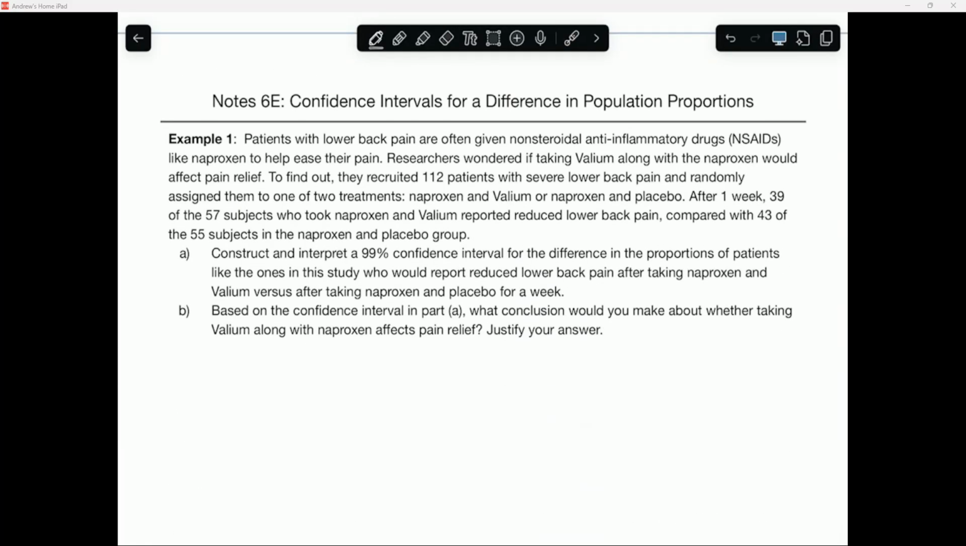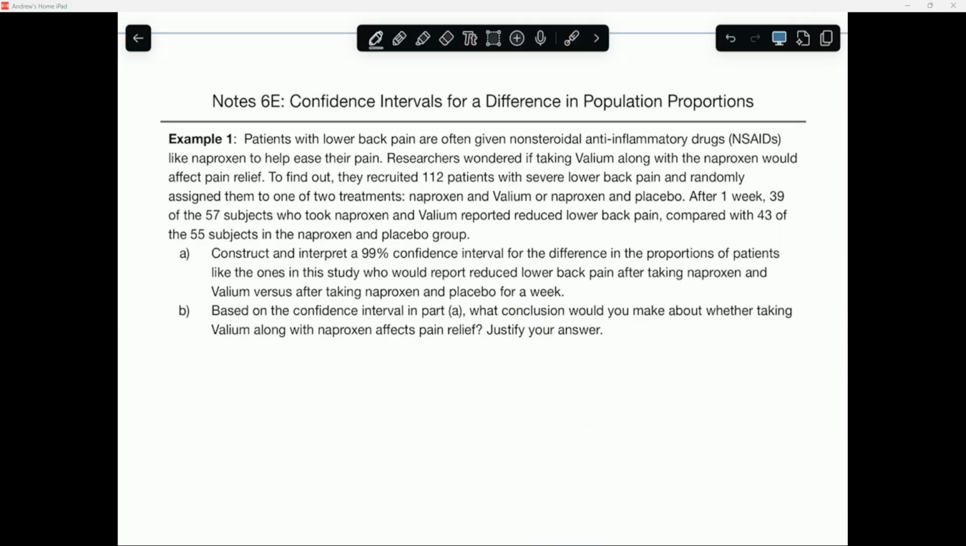Okay, so first example says patients with lower back pain are often given non-steroidal anti-inflammatory drugs, NSAIDs, like naproxen, to help ease their pain. Researchers wonder if taking Valium along with the naproxen would affect pain relief. To find out, they recruited 112 patients with severe lower back pain and randomly assigned them to one of two treatments, naproxen and Valium, or naproxen and placebo.